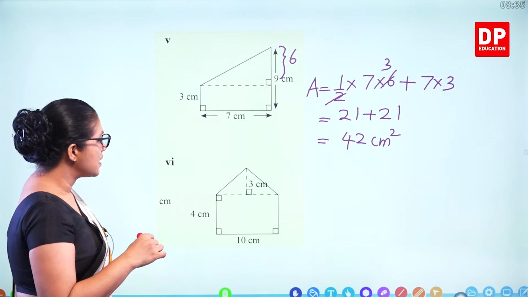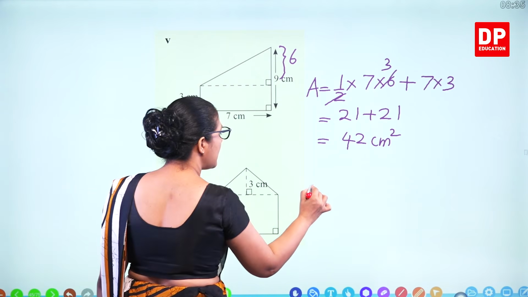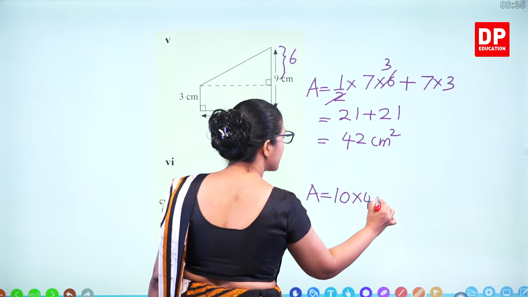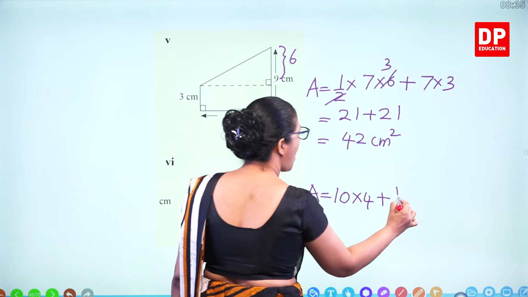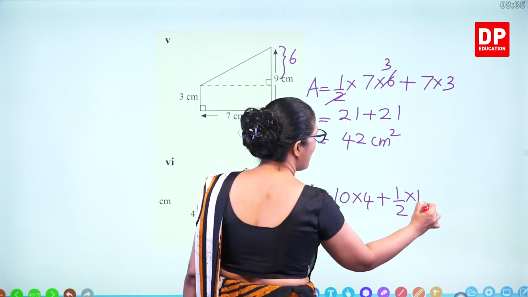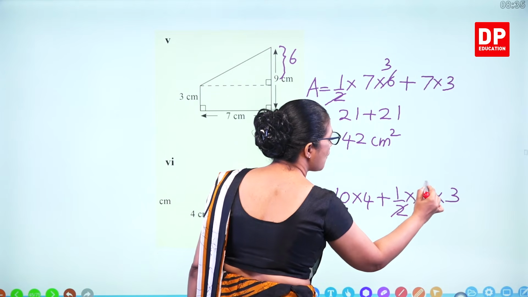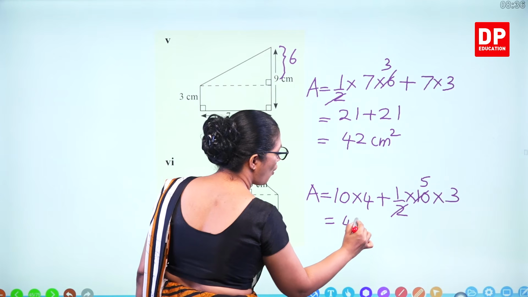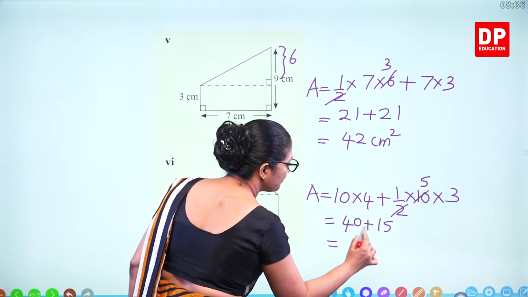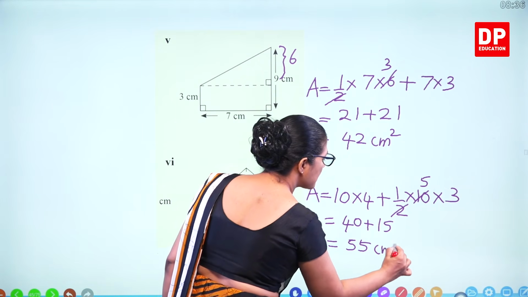Again, another composite figure, a rectangle and a triangle. So what's the total area? Rectangle is 10 times 4, length into breadth. Area of the triangle, half into base length, this one, that's 10, and the perpendicular height is 3. So 2 times 5 here. So 10 times 4, 40. 5 times 3, 15. So when you add it, you get 55 square centimeters.